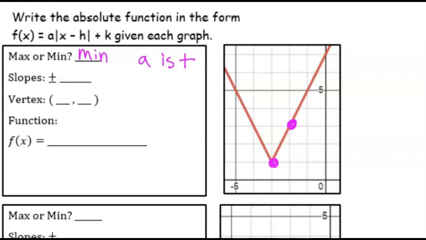Our slope, look at another lattice point on the right side, and then do our rise over run. Our rise is 2, our run is 1. So we have 2 over 1. It will be a positive 2 because, again, a is positive. And the vertex is this coordinate point right here. So we have -3 and then 1.